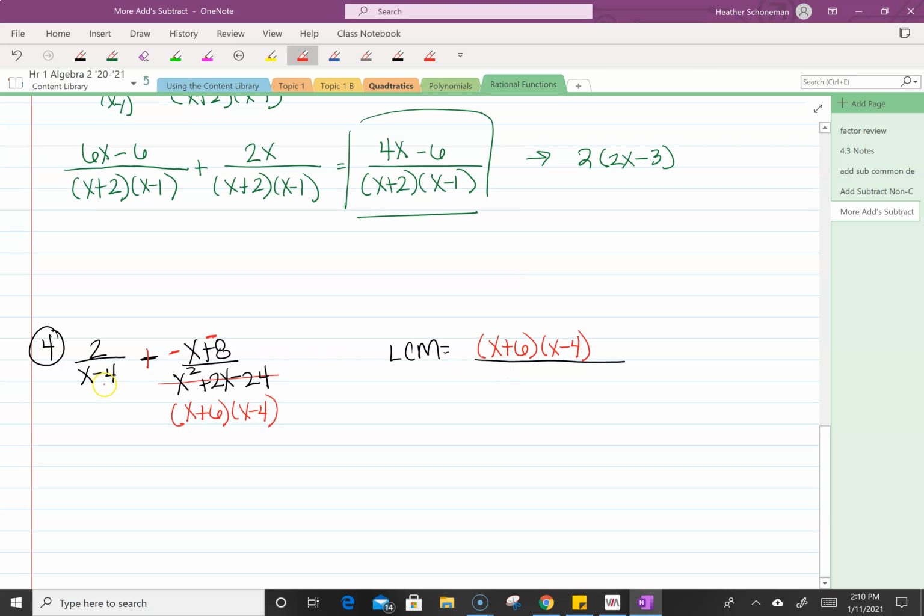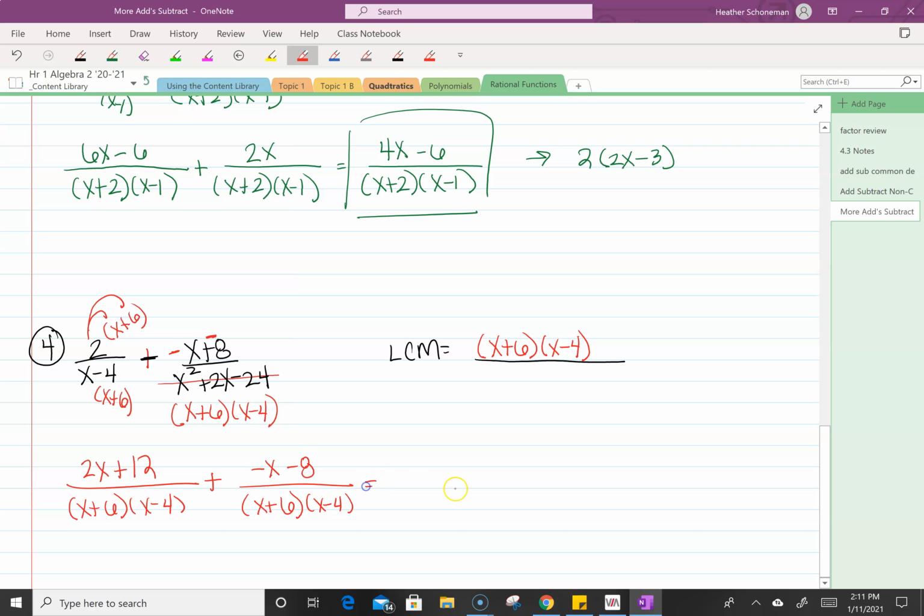But the fraction on the left, it's got the x minus 4. What it's missing is the x plus 6. So I need to multiply top and bottom by x plus 6. So my denominator is the least common multiple. And then in my numerator, I'm going to distribute. And that gives me 2x plus 12. Plus, over here, and it was plus because I changed it in the beginning, remember? X plus 6, x minus 4, and then the numerator is negative x minus 8.